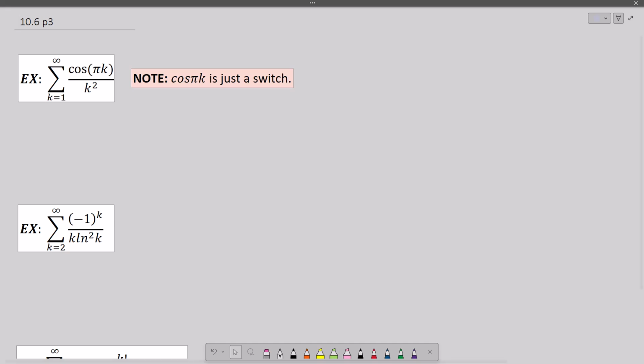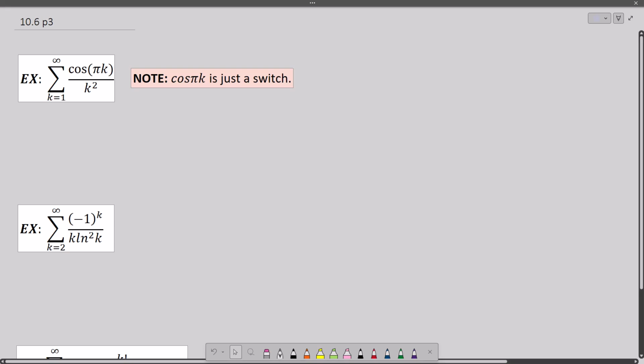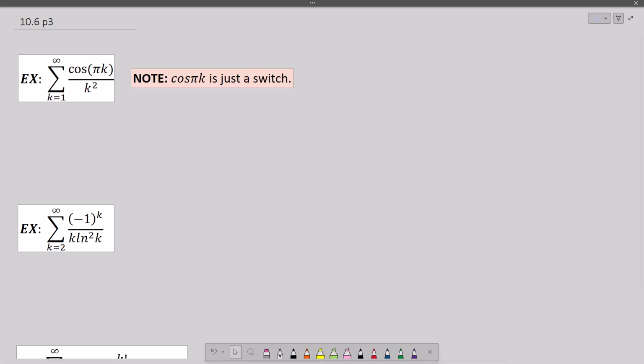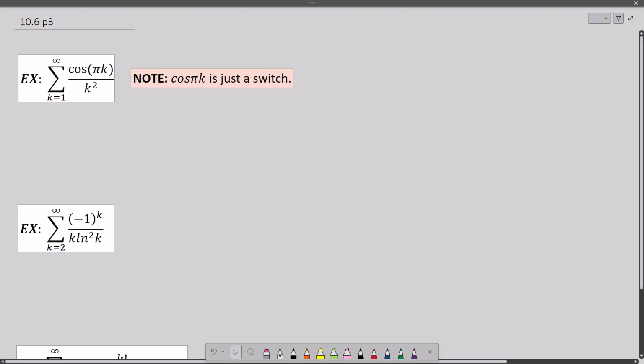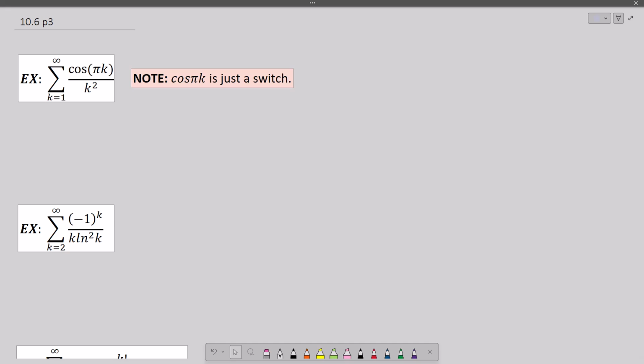All right, this series looks like it's not an alternating series at first. But then if you think more carefully, when you plug in odd values of k, cosine of an odd multiple of pi is going to be -1. Cosine of pi, you're over on the left side of the unit circle. Cosine of 3 pi, 5 pi, 7 pi. Then you're on the right side of the circle at 0, 2 pi, 4 pi, 6 pi. So that really is just a switch.